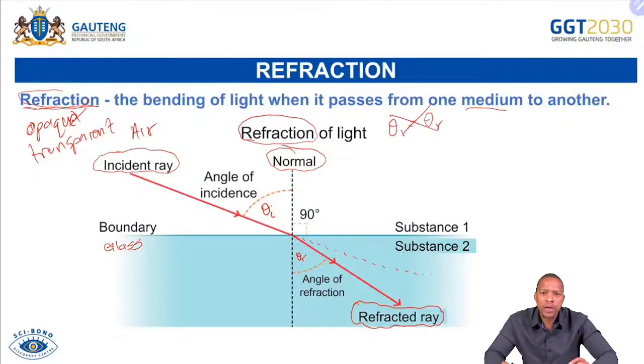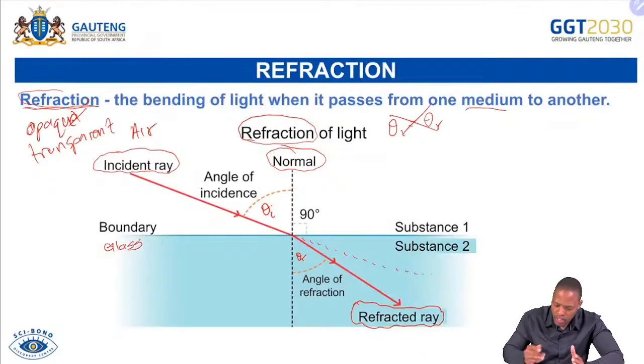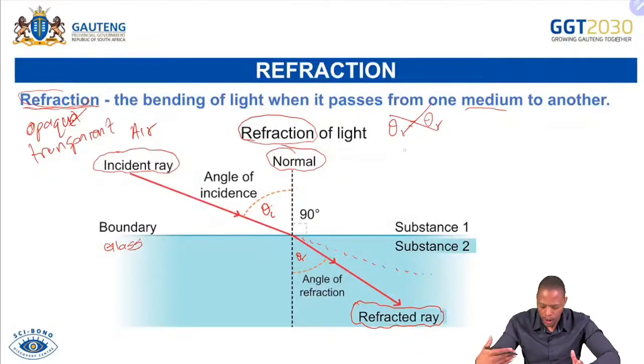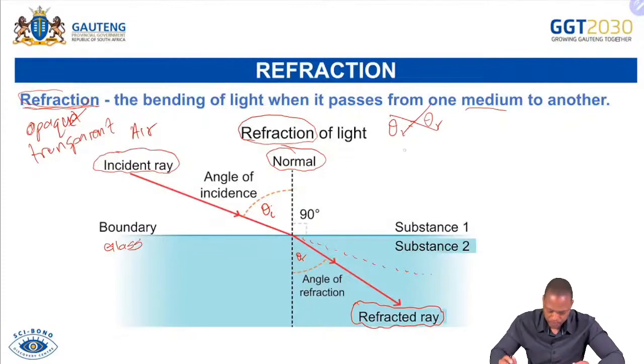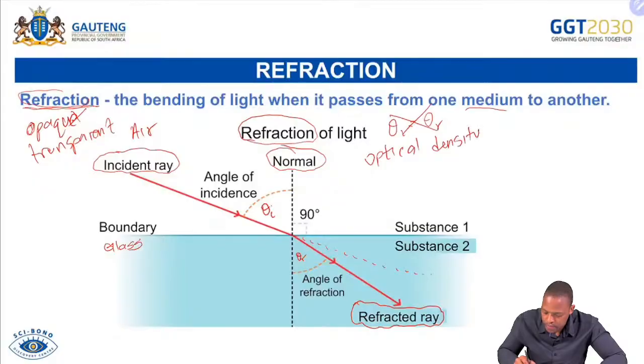But we are also not saying the angle of refraction will always be small. It will depend from which medium the light is coming from, and to which medium it is going. Okay, that it will depend, and that's what will determine whether the light ray will bend towards, decreasing the angle, or bend away, increasing the angle. Okay, it depends on what? Okay, this is going to depend on something we call optical density.